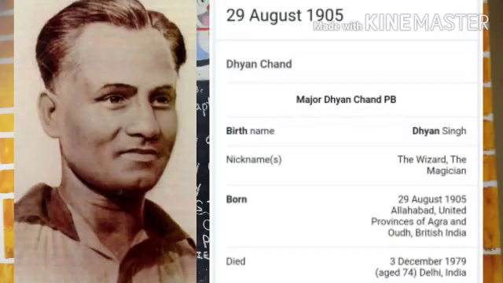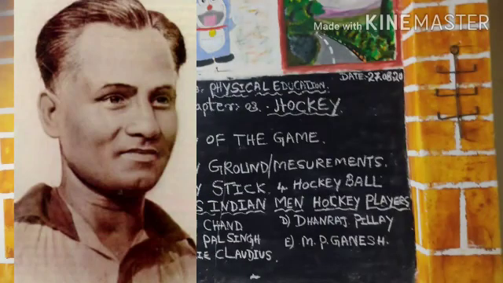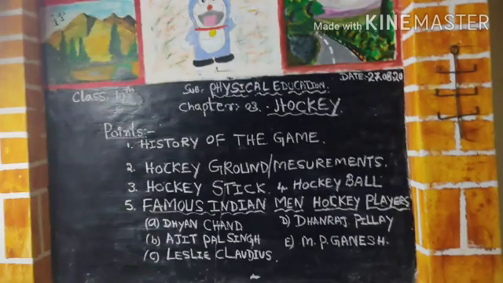Dhyanchand played hockey continuously till the age of 42 years during the tour of Eastern Africa. He has scored 61 goals in 22 matches. Dhyanchand retired from the sports in 1948 and then went on to earn his diploma in coaching from NIS Patiala. His birthday, the 29th of August, is observed as the National Sports Day in India.